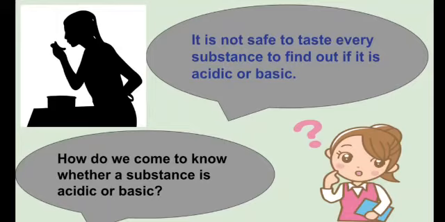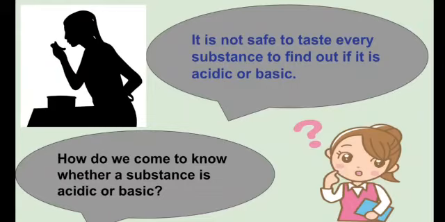Because we can eat the substances which are edible. Every substance, like bases, we cannot eat. Some of the organic bases we can eat, but the inorganic bases, which are chemicals, we cannot eat. It is not very safe. As I told you, it is corrosive in nature, so the tongue will get burned.